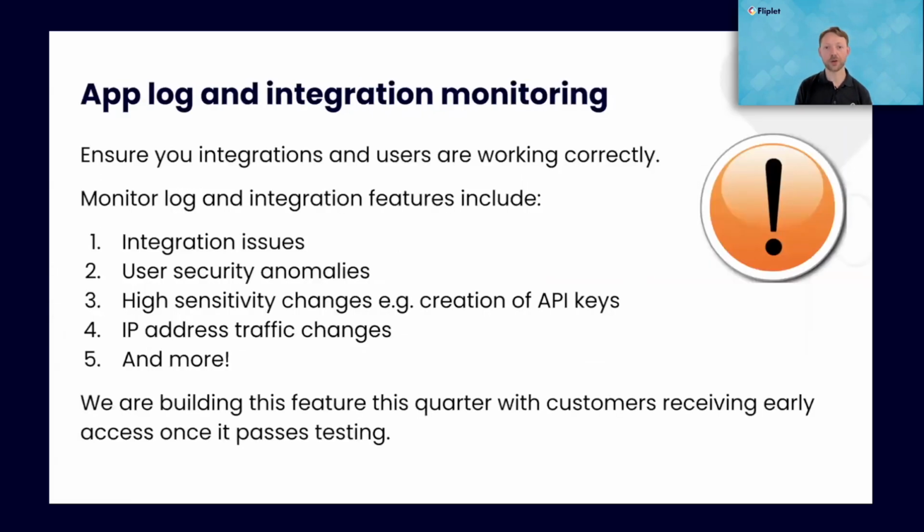We're also working on an app log and integration monitoring add-on. So this will enable the add-on to automatically detect integration issues, user security anomalies, high sensitivity changes such as the modification of API keys, IP address traffic changes, like a lot more traffic's coming from a new IP address, etc. Other things that you might need to be aware of. And we are building this feature this quarter.